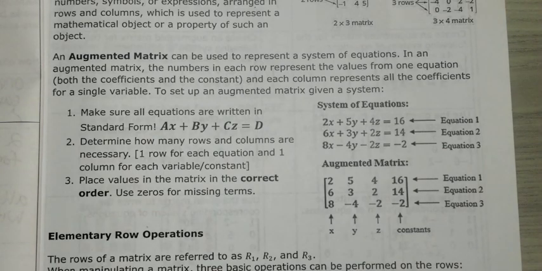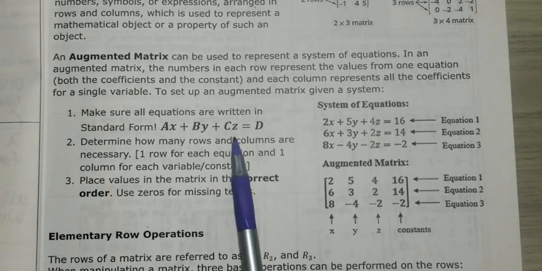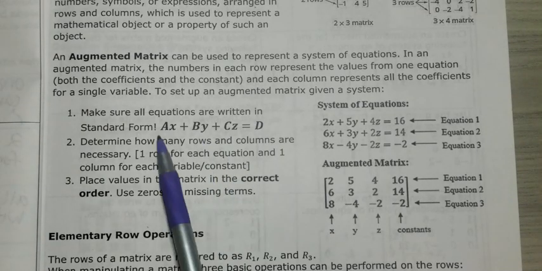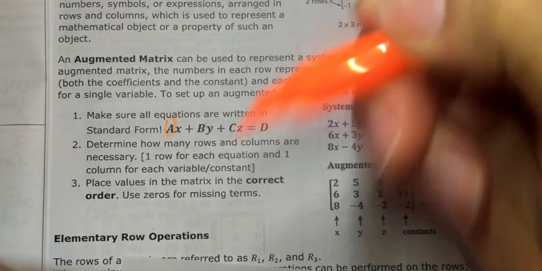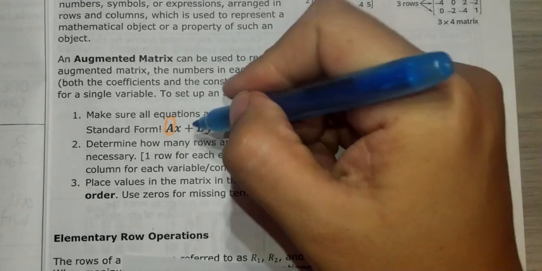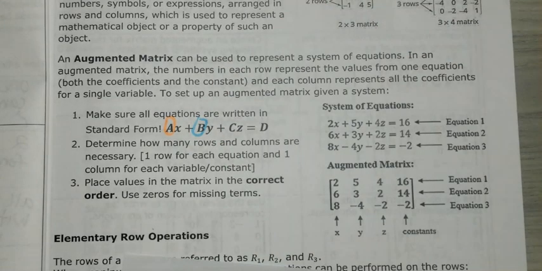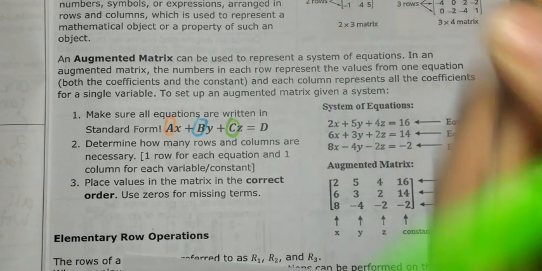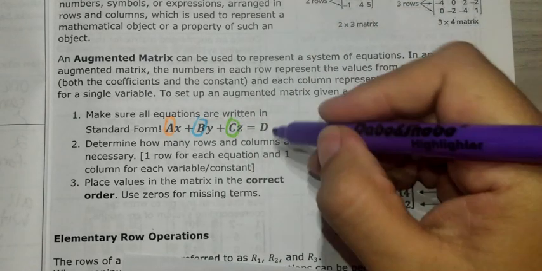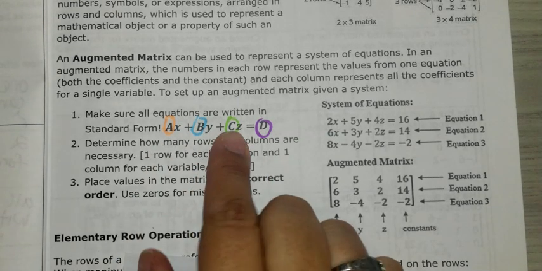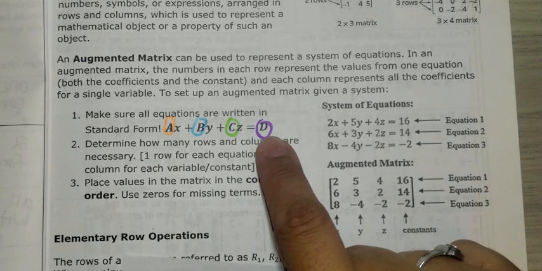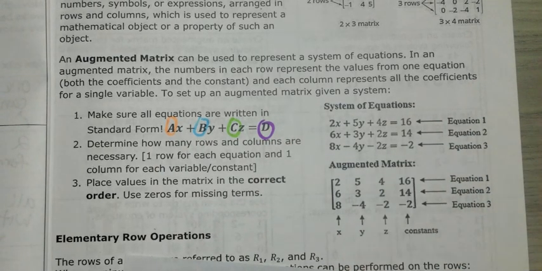So now that you know what a matrix is, we need to emphasize that these are called augmented matrices, and they are created by following this order: A, B, C for the coefficients, and D for the constant. I can color coordinate for you so you can see the difference. I'm going to have orange for the A, blue for the B, green for the C, and purple for the D. So A, B, and C are the coefficients of x, y, z, and the letter D stands for the constant, which is the last number.